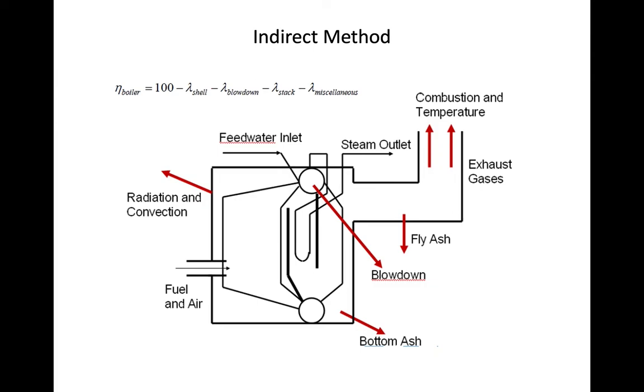In the boiler system, or the steam system, for example, there are so many losses. The first one is radiation and convection, which we can also call the energy losses in the boiler shell, through the radiation and convection mechanism. Also, there is a certain amount of energy losses in blowdown.